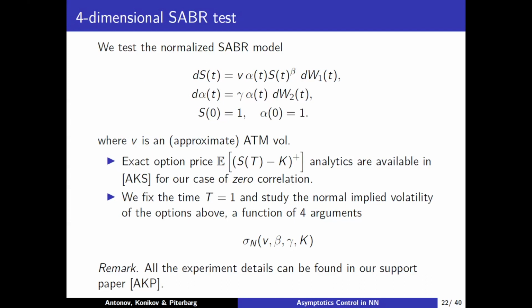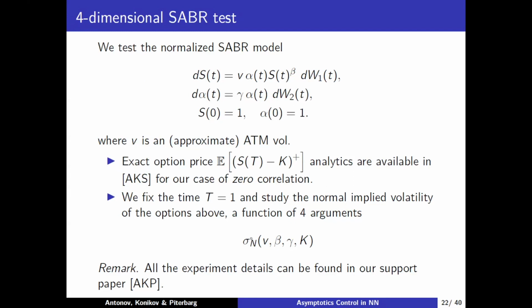So the exact option price can be calculated analytically. We can find the available formulas in this book, and we'll fix the correlation to be 0. Because otherwise, if we go with the simulation for the SABR model for large strikes, for large spots, and so on, it will require an enormous number of simulations, such that sometimes we'll never hit the accuracy. So we'll fix the time t equal to one and study the normal implied volatility of the observed option.